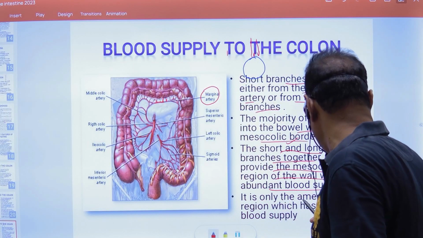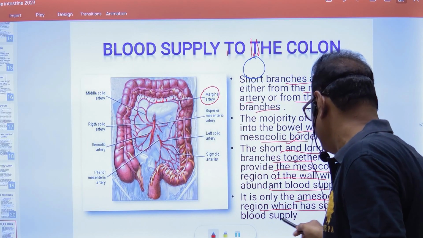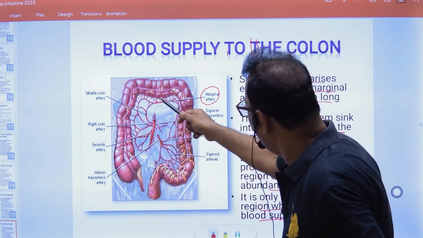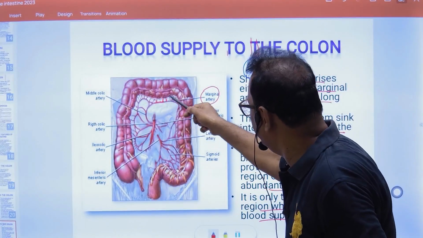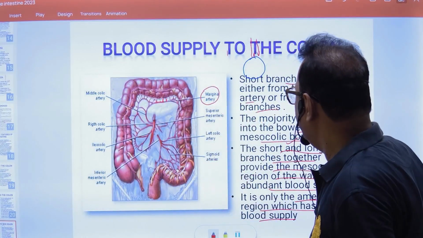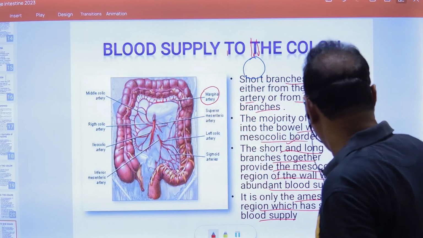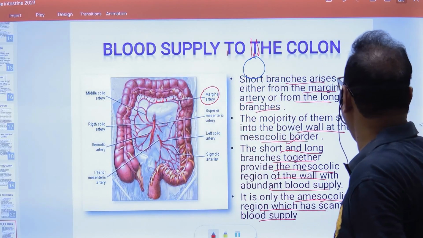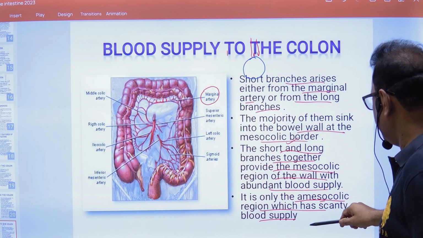It is only the antimesocolic area which has got the scanty blood supply. At the level of the antimesocolic area, this is all going posteriorly, and from here the branches will go to the remaining part. So it is the antimesocolic area where we have the scanty blood supply.